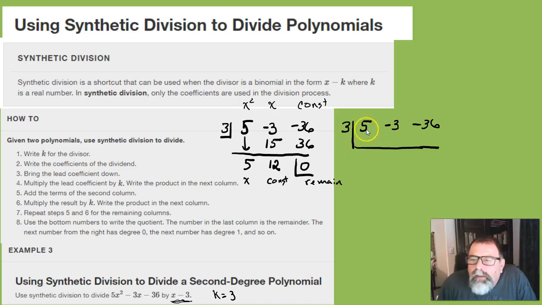So the same thing here. If I do it again, it's just different, the book notation. So bring down the first one. 3 times 5 is 15, goes in the next column. Add down. 3 times 12 is 36. Put it in the next column. Add down the column. That's 0.